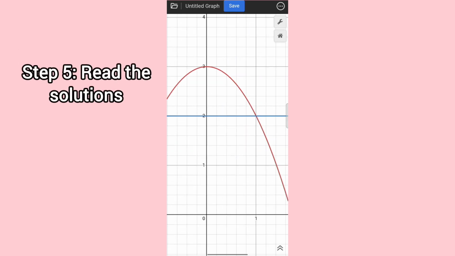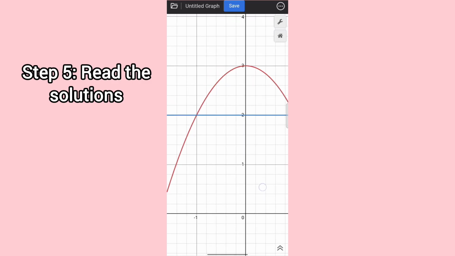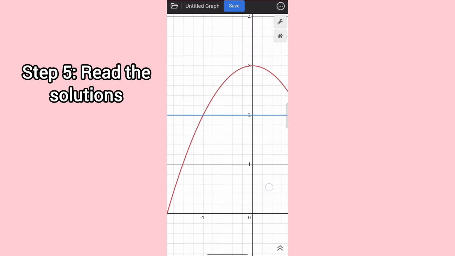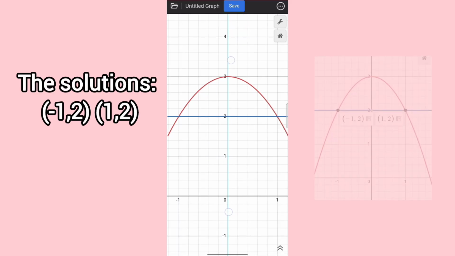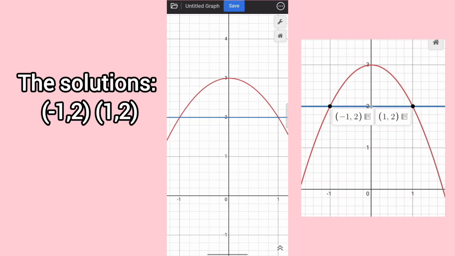Step number 5. Read the solutions. Hover over each intersection point to see its coordinates. The intersection points are (negative 1, 2) and (1, 2). From the graph, we can see the solutions are x equals negative 1 and y equals 2, and the other one is x equals 1, y equals 2.